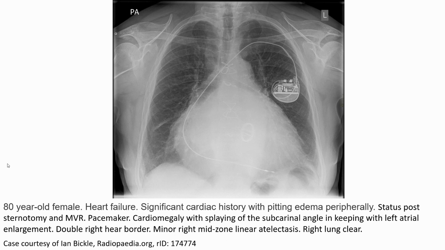A case of an 80-year-old female with known heart failure. The chest radiograph shows significant cardiac history with peripheral edema, status post sternotomy and mitral valve regurgitation. Pacemaker. You can see cardiomegaly with splaying of the subcarinal angle in keeping with left atrial enlargement, double right heart border, minor right midzone linear atelectasis, and the right lung is clear.